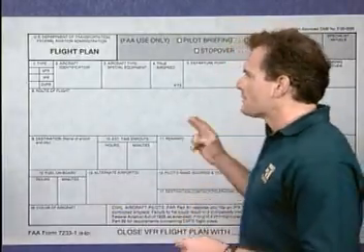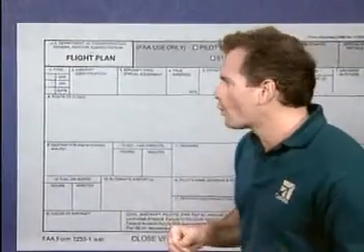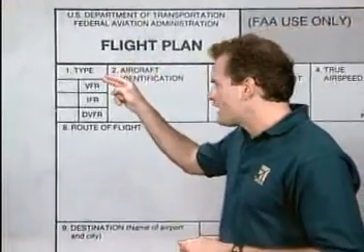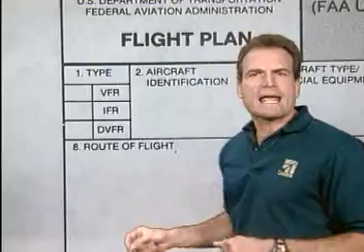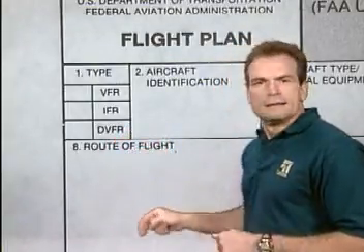So let's fill out a flight plan using this log for a cross-country from Richfield Airport to Mount Pleasant Airport. Now, the first block designates what type of flight this will be. As we zoom in, you see VFR and IFR, and they're pretty much self-explanatory. But what's this DVFR stuff? Well, it stands for Defense VFR.